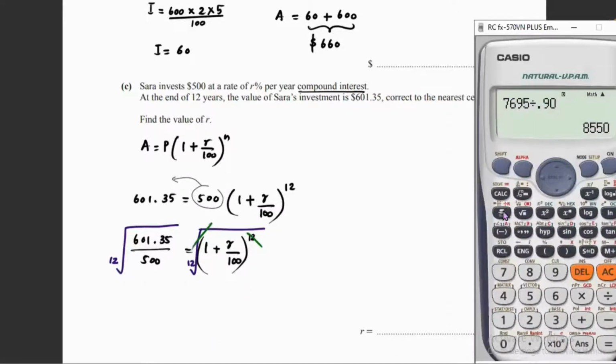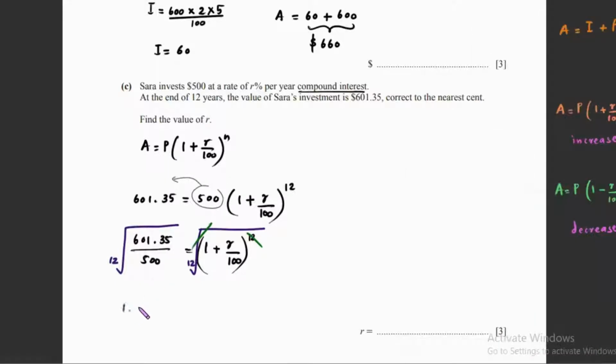So I'm going to put this in the calculator. So I need to find the 12th root. So this is how I'm going to do. So the 12th root, and inside the root, I'll have to put the fraction bar, and we have 601.35 divided by 500. So when I do this, I get 1.01549. Likewise, I get that is the value of 1 plus R over 100. So I'll just write it as 1.015499. I'll just leave it like that.